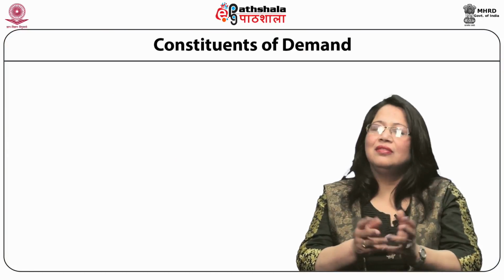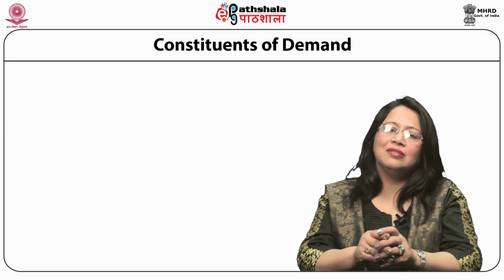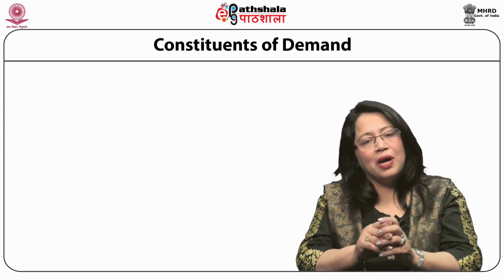According to Professor Benham, the demand for anything at a given price is the amount of it which will be bought per unit of time at that price. According to Hibdon, demand means various quantities of a good that would be purchased per time period at different prices in a given market. Now, we are going to discuss constraints of demand.